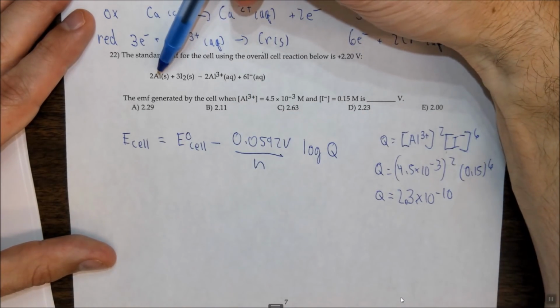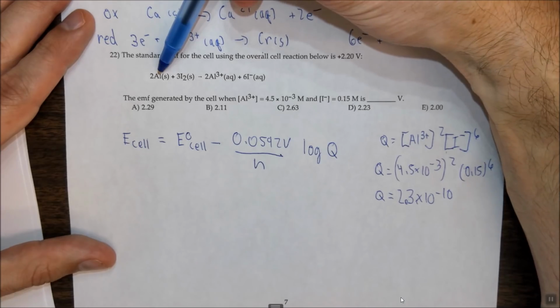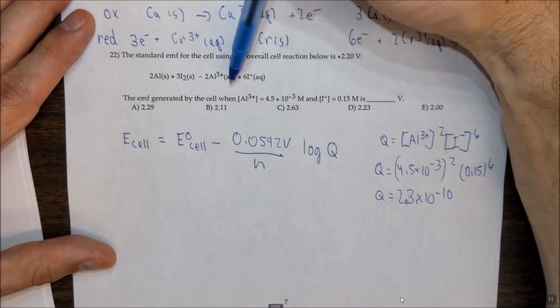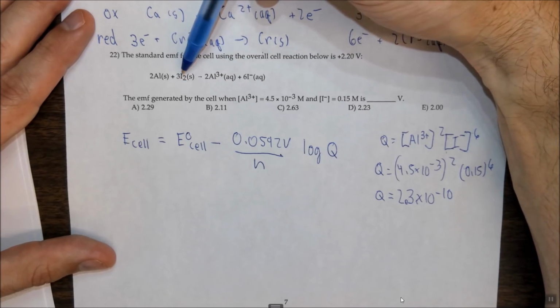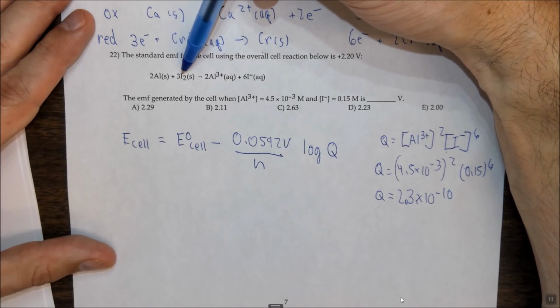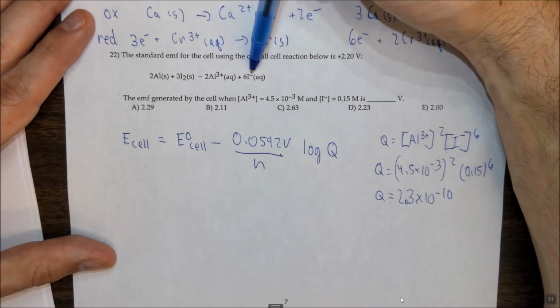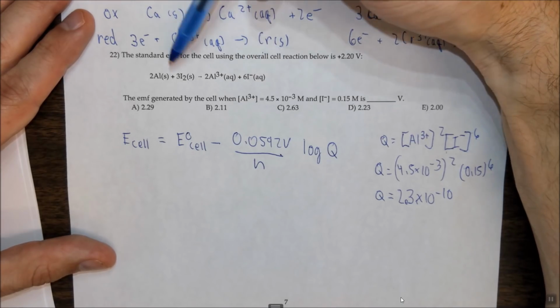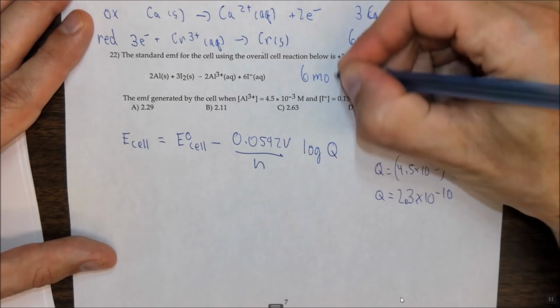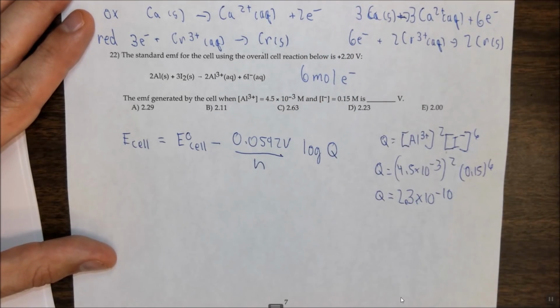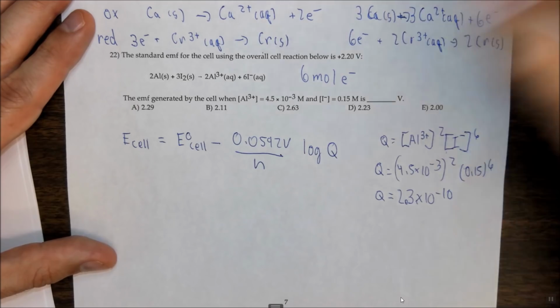How many moles of electrons were transferred? Well, here we had 2 of these going from 0 to 3+, but there's 2 of them, so essentially they've lost 6 moles of electrons. Here we have 3 of these at 0 going to 6 of these at minus. So each I has gained an electron, so we've transferred 6 moles of electrons. We now have everything we need to know to solve this problem.